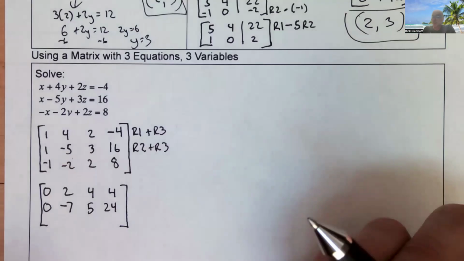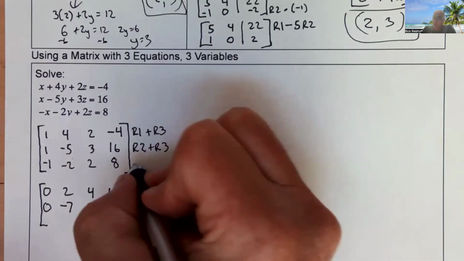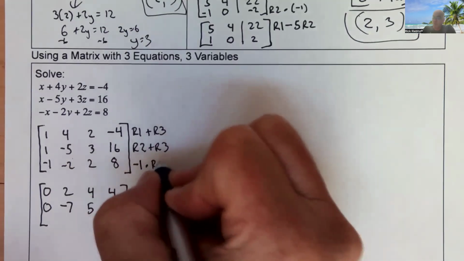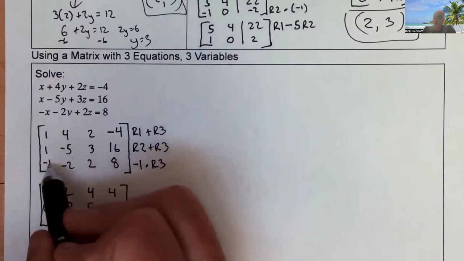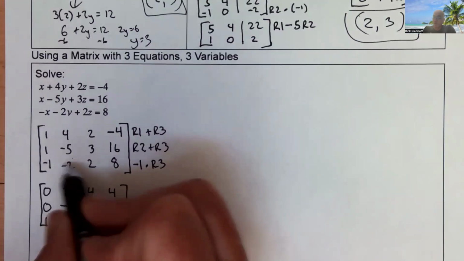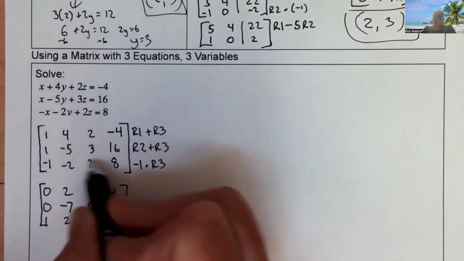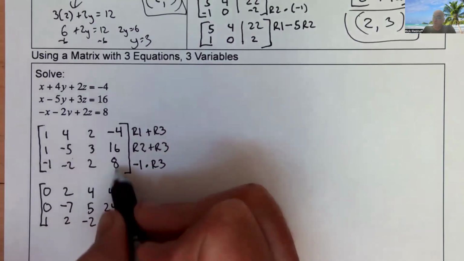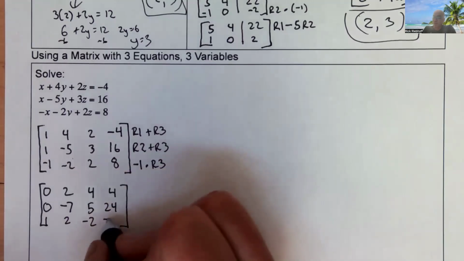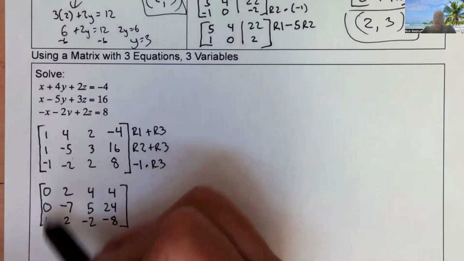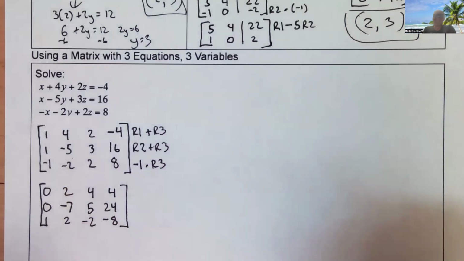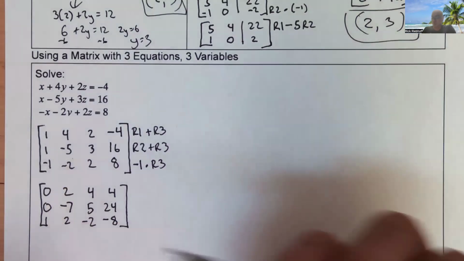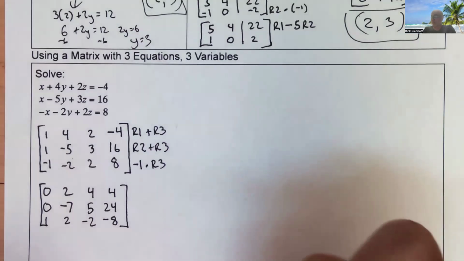How could I undo that? Multiply by negative 1. So negative 1 times row 3 is my new row 3. So multiply everything by negative 1: positive 1, positive 2, negative 2, and that's negative 8. And check that out. That's exactly what I want. I want a 0 and a 0 and a 1. Beautiful. Absolutely beautiful. So happy right now.